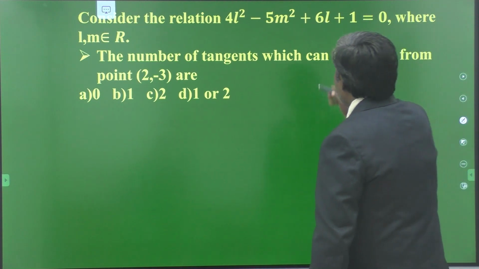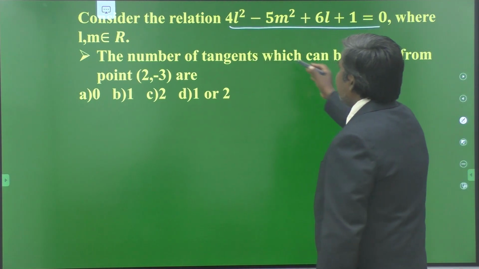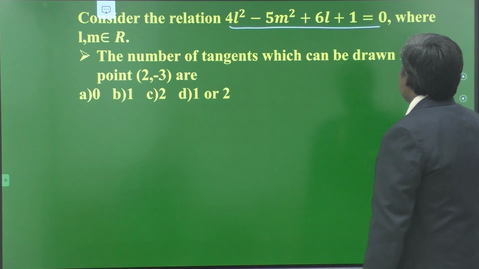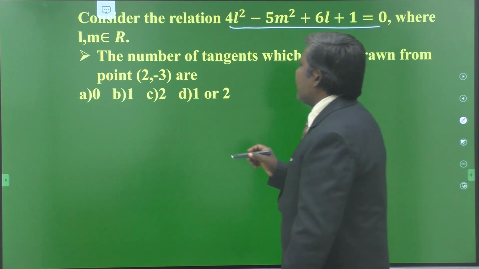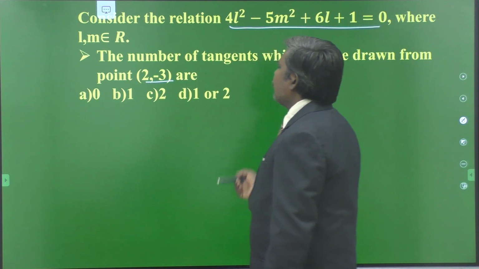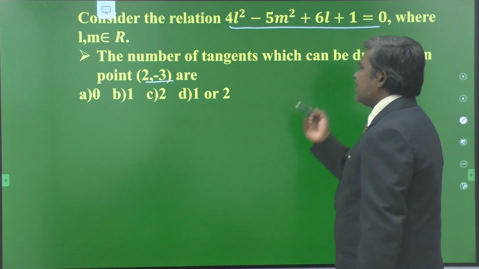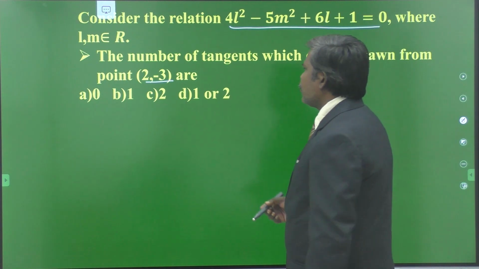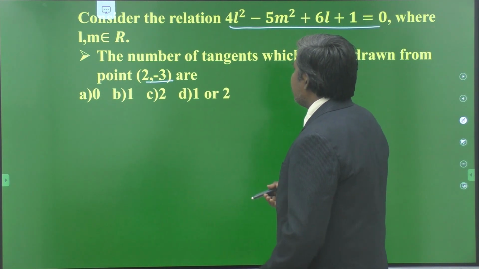So same concept, this is the same paragraph, another question is given to you. The number of tangents which can be drawn from the point (2, -3) to the circle is either 0, 1, or 2. This is the question. So what is our circle equation?